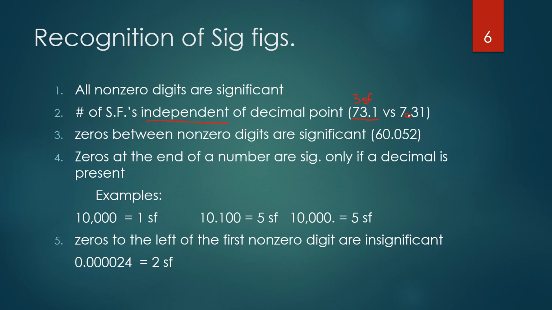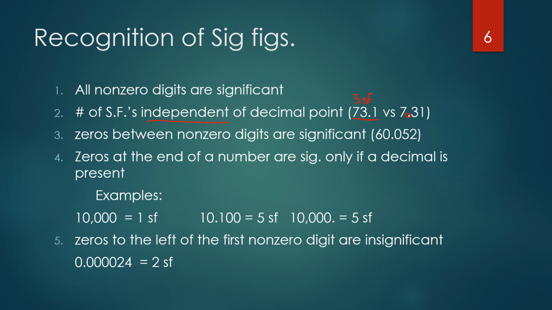Rule 3, zeros that are between non-zero digits are significant. Okay, so now we're getting into the harder rules. If it's not a 0, it counts. But what if you have a 0? Okay, well the trick with zeros is sometimes they count and sometimes they don't. So these next few rules are going to tell us when they count and when they don't. So number 3 is saying if the zeros are between two non-zero numbers, they count.